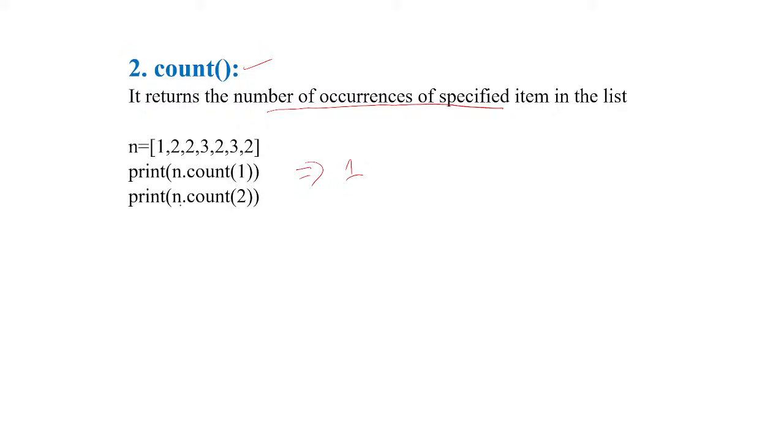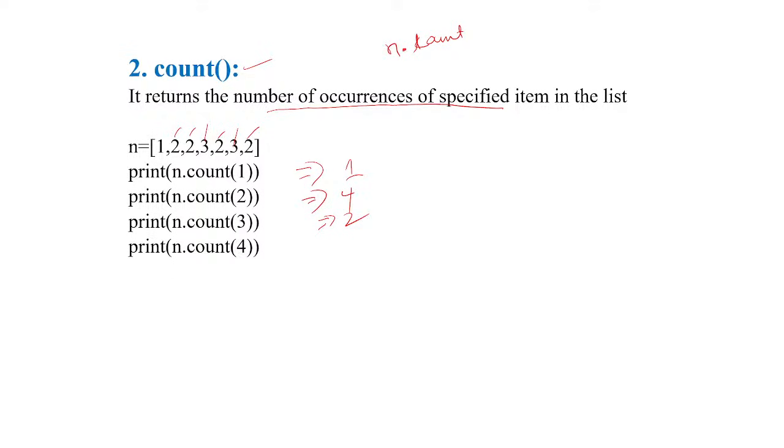For example, if I ask n dot count 2, you should call these functions with the help of the list name. Always the list name, then the function, like list name dot count. It counts how many times 2 is occurring in this n, that is the meaning here. When you use it like this, it gives 4 times, so the answer is 4. Similarly n dot count 3, how many times is 3 occurring? 2 times, so this gives the answer 2. Like this, if you want to count occurrences of each element, you can use this function count.